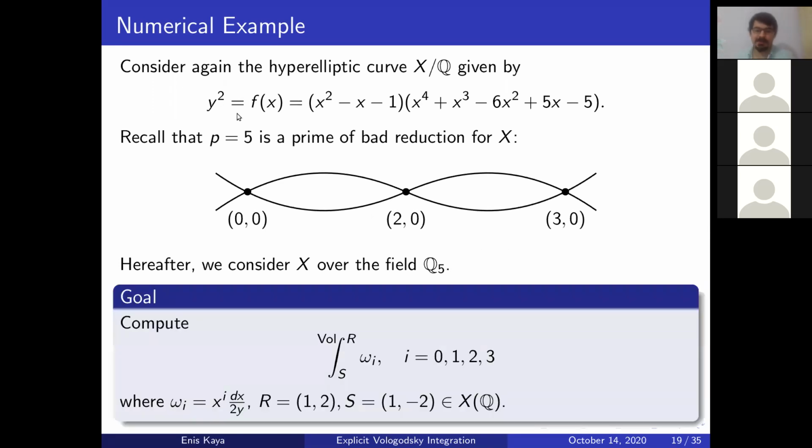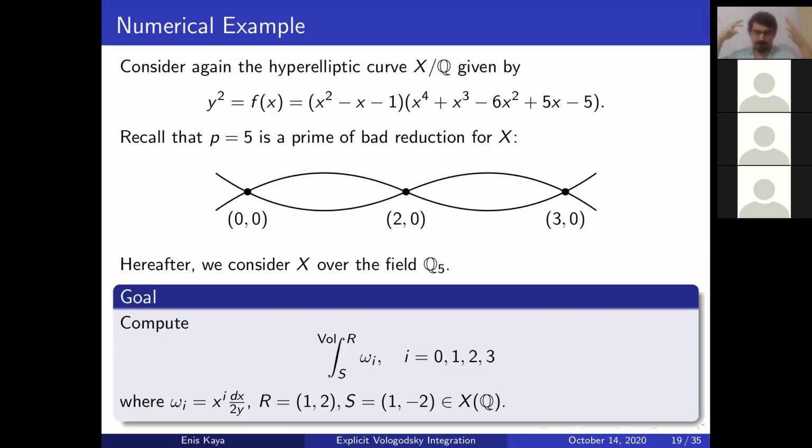And my goal in this example is to compute the Vologodsky integrals of omega 0, omega 1, omega 2, omega 3. And omega i is, as usual, defined as x to the i times dx over 2y. And R and S are these two rational points on our curve X. So let me say that omega 0 and omega 1 are holomorphic, regular one-forms on X. But the other two have poles at the points at infinity. So here we are not just computing integrals of holomorphic forms.